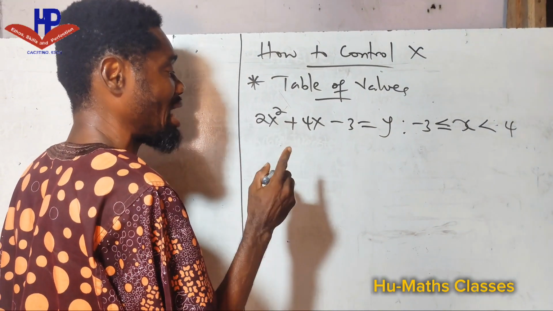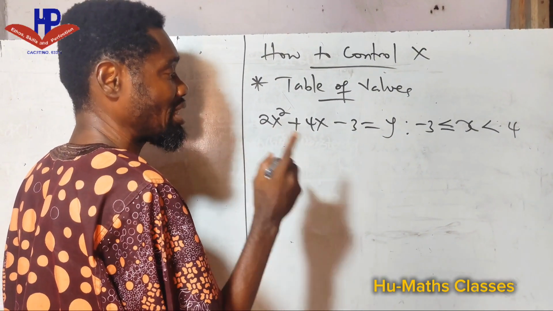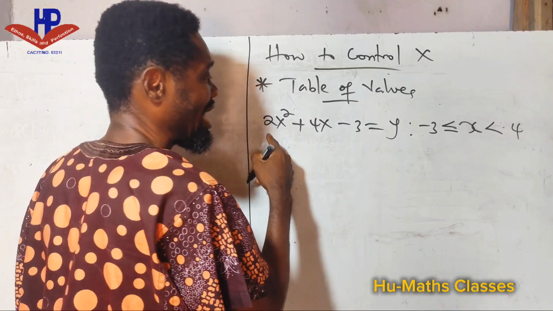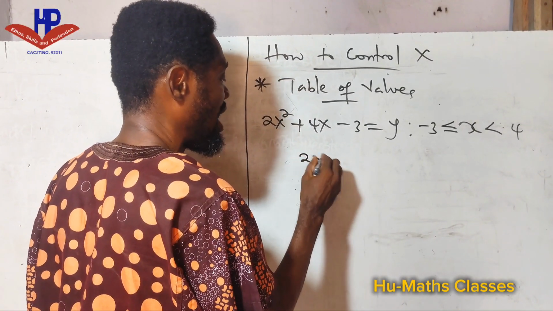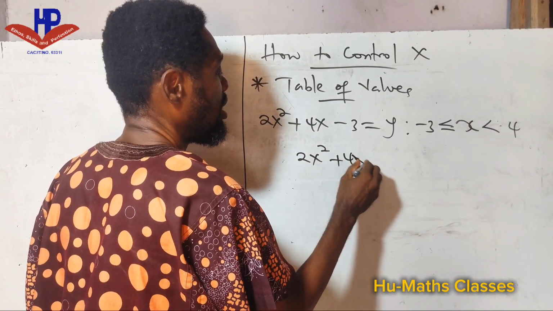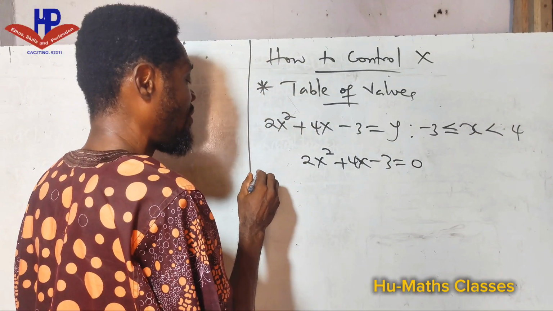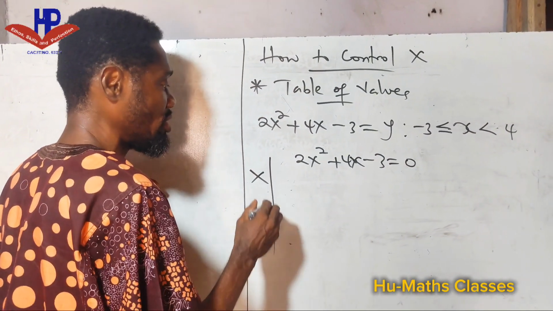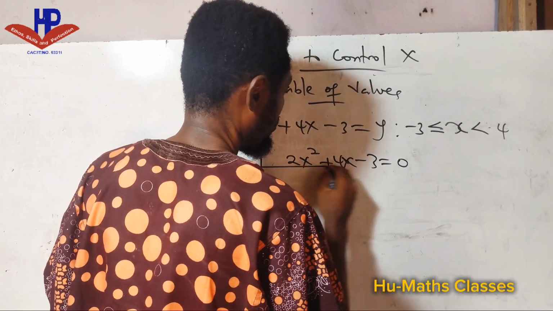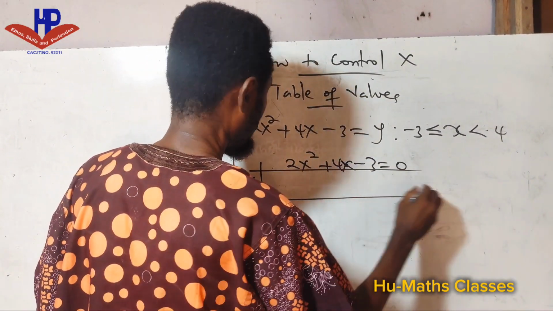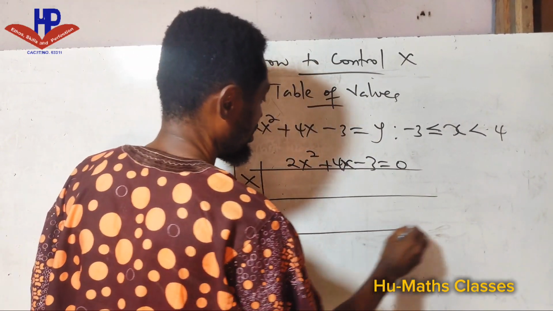But before you do that, your table must have a title, and that title is simply the equation given to you. So I'm going to have 2x squared plus 4x minus 3 is equal to y or equal to 0. So I'm going to have x written down there with a line drawn. I have my y also written.